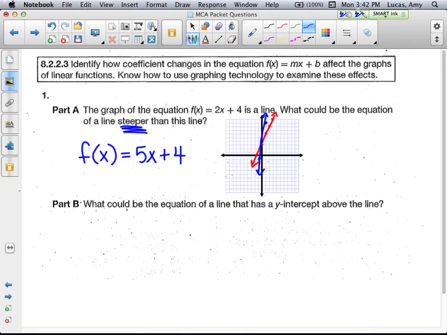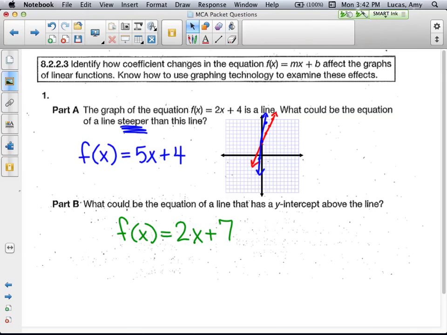Now part B says, what could be the equation of a line that has a y-intercept above the line? This intercept was 4, so a y-intercept above that just means something higher than 4. So I could say 2x plus 7, because 7 is higher than 4 on my y-axis.